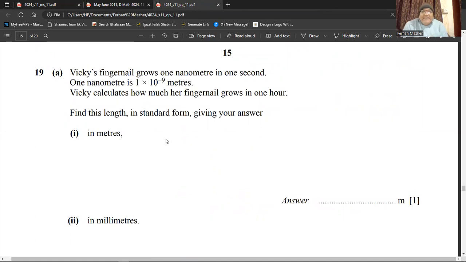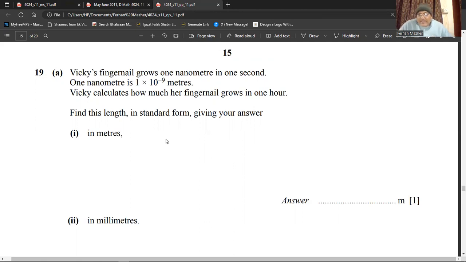Question number 19, it's A part. He says, Vicky's fingernails grow 1 nanometer in 1 second. 1 nanometer is 1 × 10^-9 meters. Vicky calculates how much her fingernails grow in 1 hour. Find this length in standard form, giving your answer in meters.